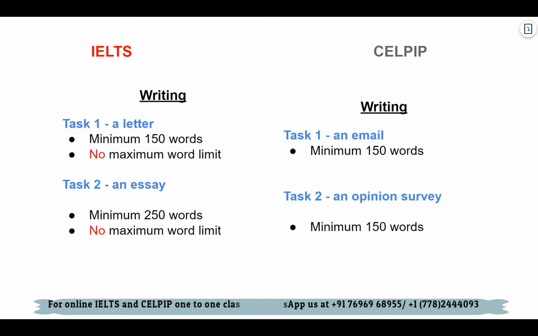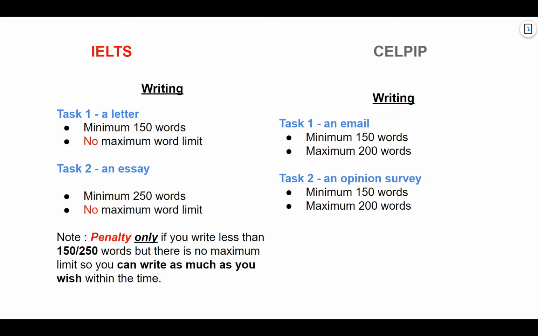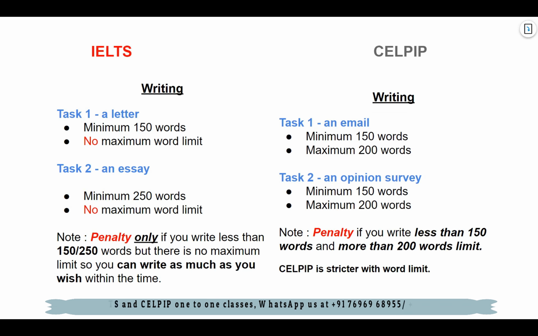In the IELTS test, there is no maximum word limit, which means you can write as much as you want. But there is a penalty if you write less than 150 words in the task 1 and if you write less than 250 words in the task 2. In the CELPIP test, there is a maximum word limit, which means you can't really exceed 200 words. You get penalized if you write less than 150 words for both tasks and if you write more than 200 words for both tasks. So you can see that the CELPIP is stricter with the word limit.